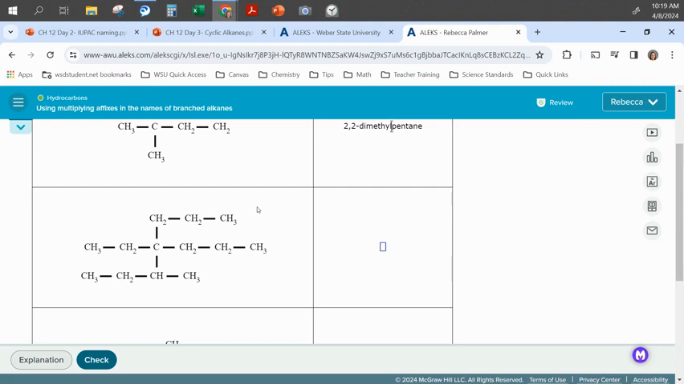I'm going to say 1, 2, 3, 4, 5, 6, 7. And then the groups that I have is this will be 3 methyl. And then over here we have 4 ethyl. And we have 4, we also have a 4 propyl.